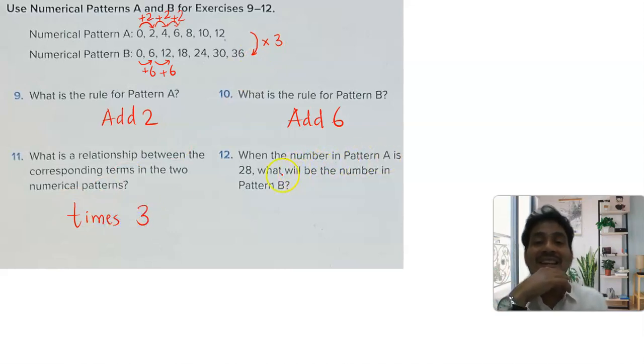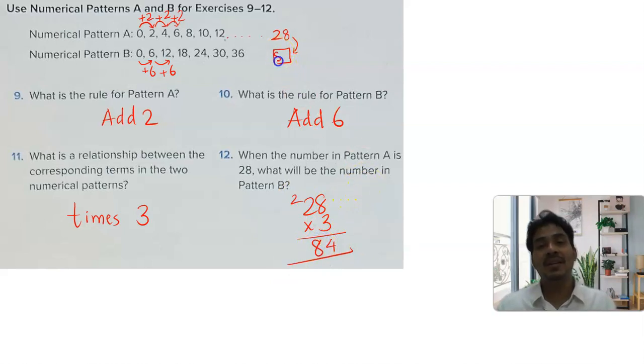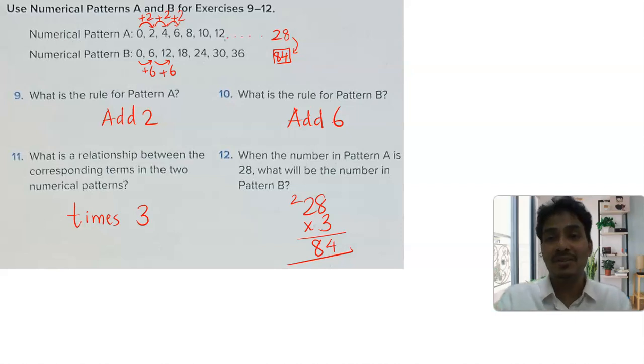When the number in pattern A is 28, so now they are saying that the number in pattern A, when you take this series ahead, is 28, what will be the corresponding number in pattern B? So that means you have to multiply by 3. So 28 times 3 is 84. So the answer of this is 84. Clear? So these patterns are very easy. You can easily write them in the exam and get full marks.